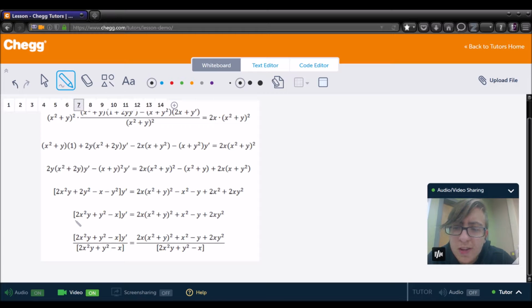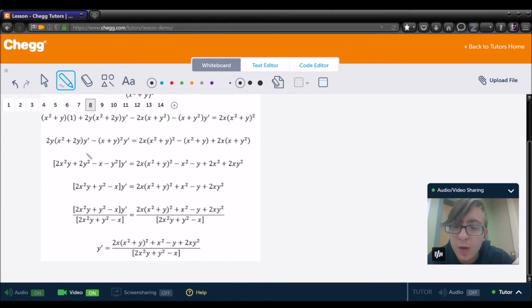And then we still have this issue here with the y prime. We want to get y prime all by itself. So with that in mind, it makes sense to divide both sides by 2x squared y plus y squared minus x. And in doing that, you can get y prime by itself. So then we have our final answer here. Y prime equals 2x, x squared plus y squared, plus x squared minus y plus 2xy squared, all over 2x squared y plus y squared minus x. Of course, you can bring this further, but for the sake of time, we're going to end that part there.